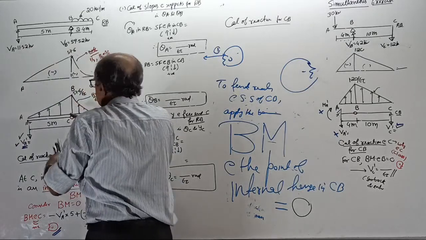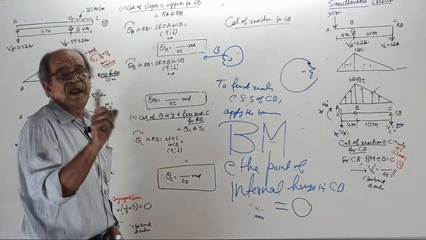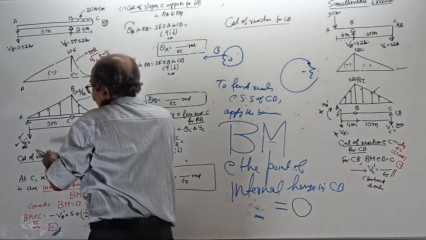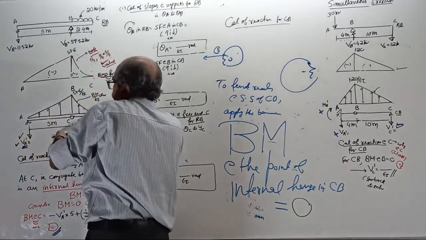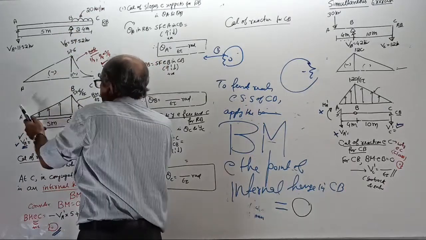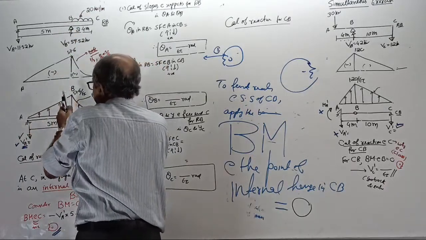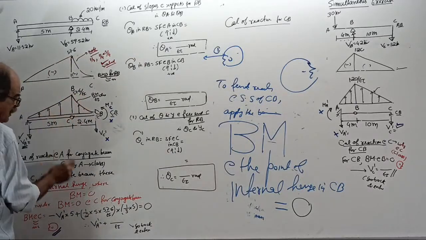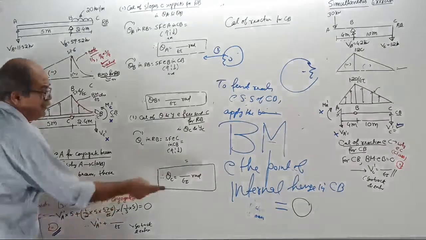Minus, y minus, bending moment. No clockwise, anti-clockwise, bending moment. Minus VA dash into 5 plus half into 5 into 576 into moment about this point, 1/3 of 5, equal to 0. Get me VA dash.